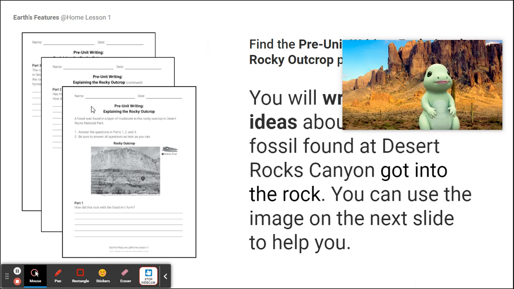So these are going to be your 3 pages that you're going to write on. There's actually 3 parts: part one, part two, part three. And it's just going to ask you a question and you just write what you know. Try to write at least 2 sentences, more if you can, about each of those questions that are on there. Again, there's 3 pages on your pre unit writing, and I just want you to type as much as you can so I can kind of see how much you know about fossils and dinosaurs.